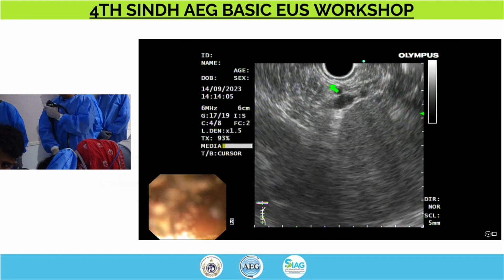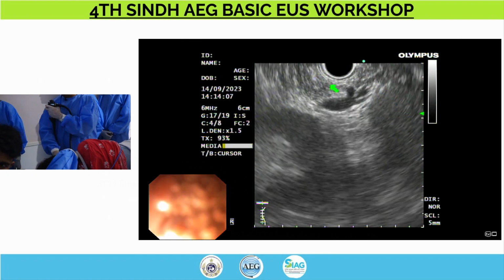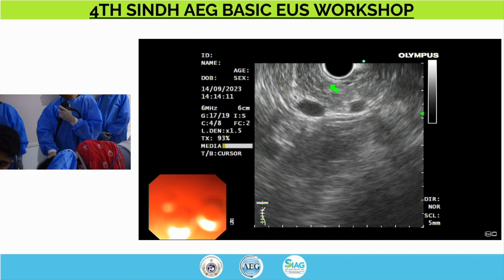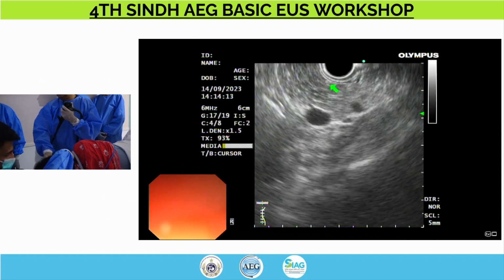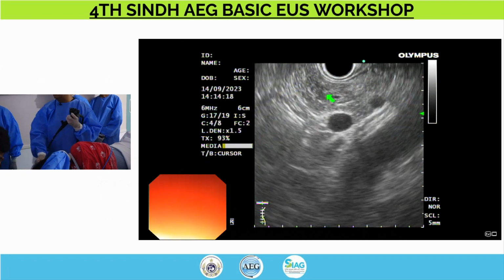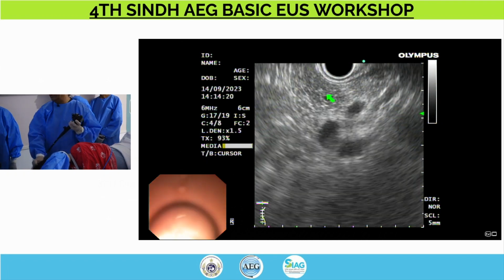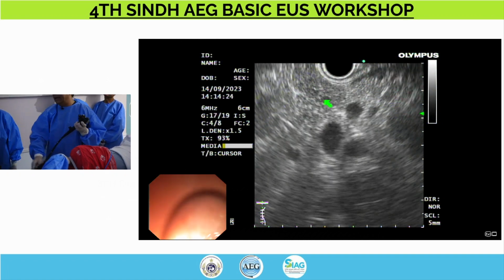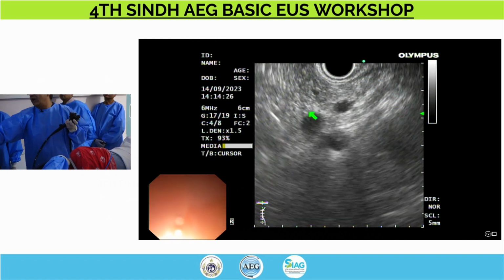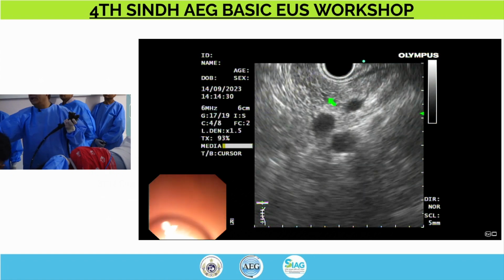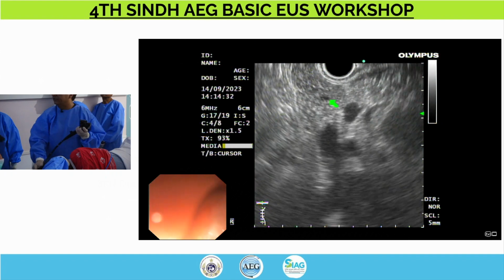Now what I will do is, I'll do the opposite of what I did earlier. Gently advance the scope, rotate to the left, anti-clockwise, bring the duct right underneath the transducer, rotating to the left. You can see the duct is right there, and now duct should fall down here. When it falls down there, that means it's going into the neck of the pancreas.